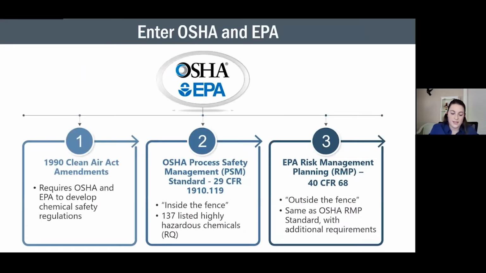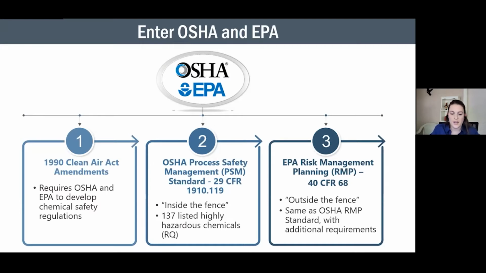These regulations and the requirement for EPA and OSHA to take action came out as part of the 1990 Clean Air Act amendments. Within the Clean Air Act amendments, OSHA and EPA were required to develop chemical safety regulations, like I said. So OSHA addressed inside the fence, being the manufacturer and property boundary. Their regulation is known as the Process Safety Management Standard, and it's found in 29 CFR 1910.119. EPA addressed outside the fence with the Chemical Accident Prevention Provisions, also known as the Risk Management Program, and 40 CFR 68.